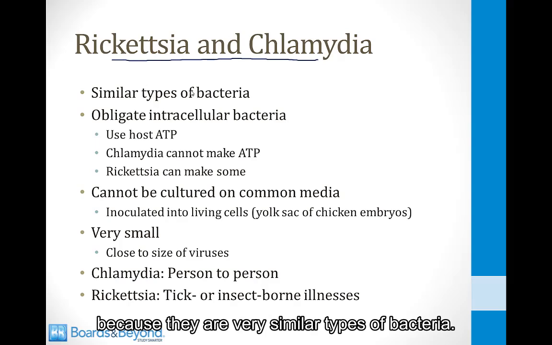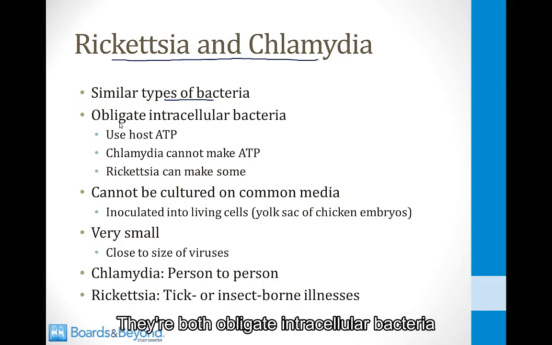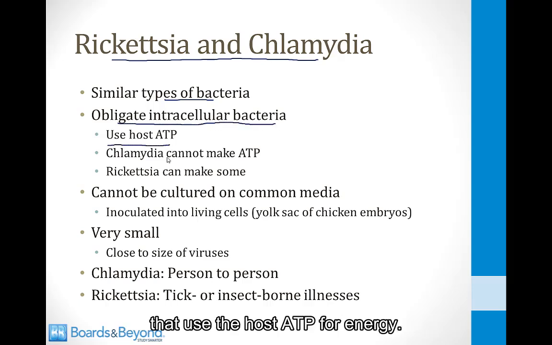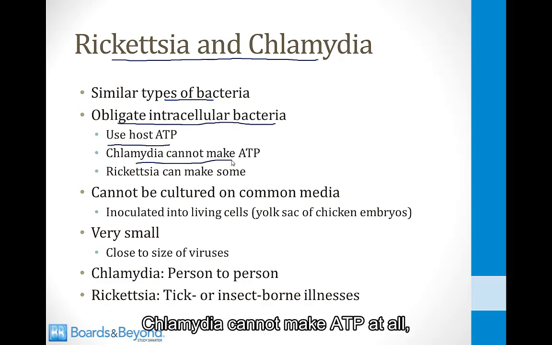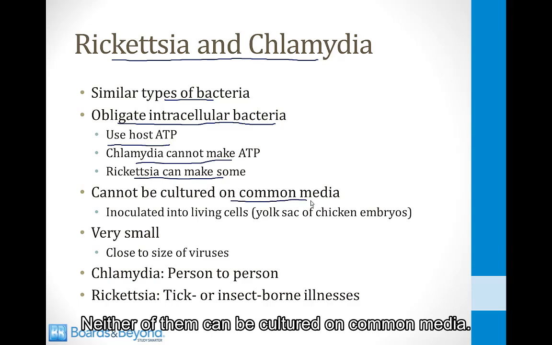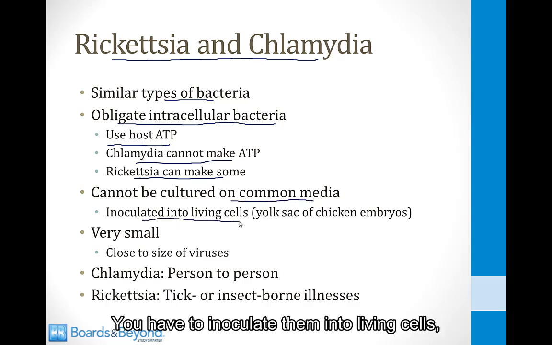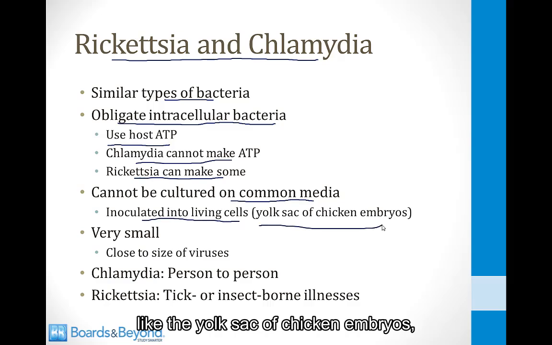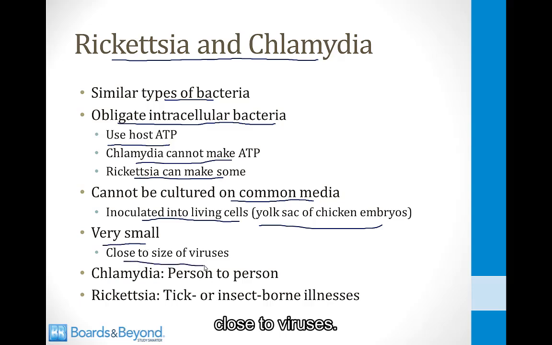Next, we're going to talk about rickettsia, but first let me talk about rickettsia and chlamydia because they are very similar types of bacteria. They're both obligate intracellular bacteria that use the host ATP for energy. Chlamydia cannot make ATP at all, and rickettsia can only make a little bit. Neither of them can be cultured on common media. You have to inoculate them into living cells like the yolk sac of chicken embryos in order to grow them. They're both very small with a size that's close to viruses.